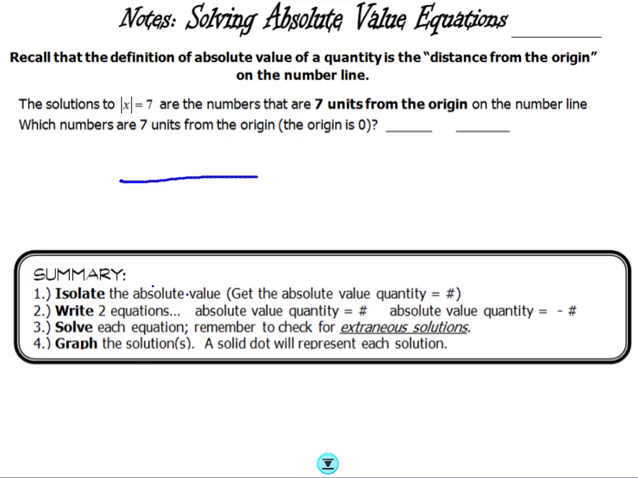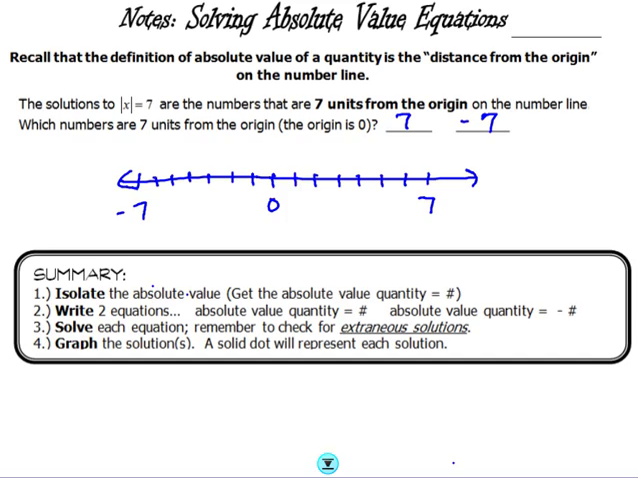So let's draw a number line. Which numbers are 7 units from the origin? The origin is 0. Well, we say positive 7 is 7 units away, but there's also negative 7. So that's why the absolute value gives us a positive value and a negative value.